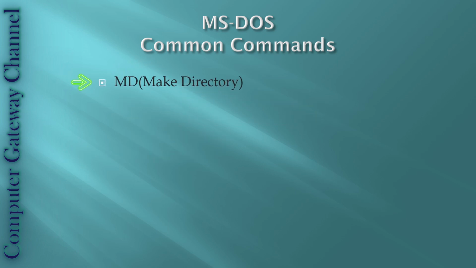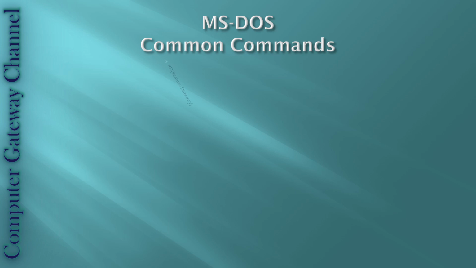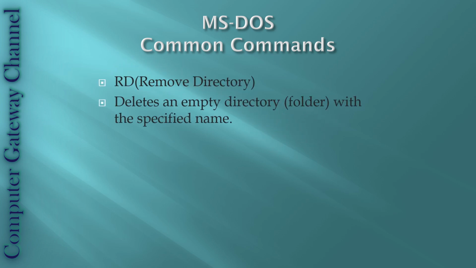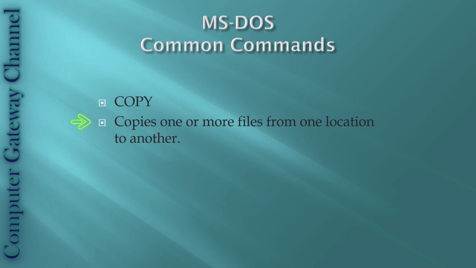MD. You can use this command to create a new directory with the specified name. Its syntax is MD and the path of the directory. RD, remove directory. You can use this command to delete an empty directory folder with the specified name. Its syntax is RD and the location of the directory. Copy. You can use this command to copy one or more files from one location to another. Its syntax is copy, the source address of the file, and the destination address of the file.